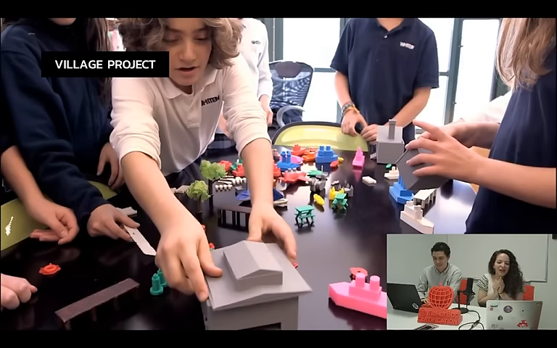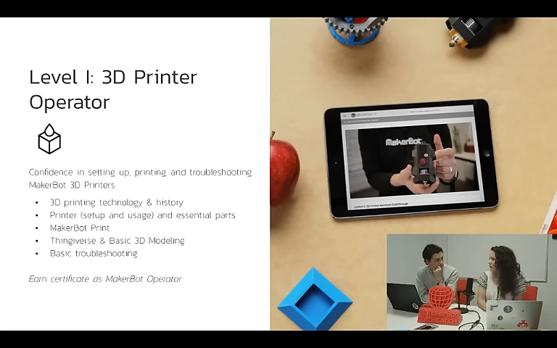And so now we do want to show you guys a little bit more about the student certification program here. We're going to give you guys a bit of a sneak peek, a closer look. First, though, I do want to walk you through what the curriculum is. There are 4 levels in total for student certification. If we go a couple slides ahead, we can see that level 1 is 3D printer operator.